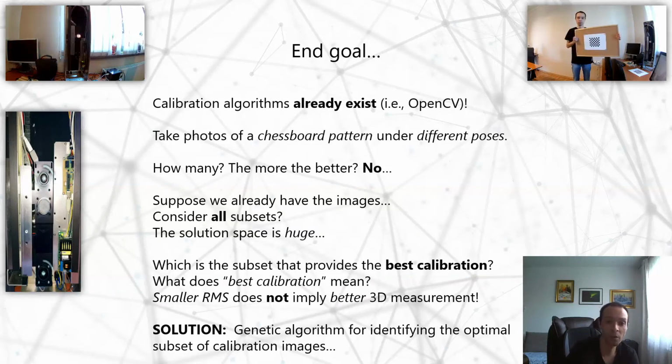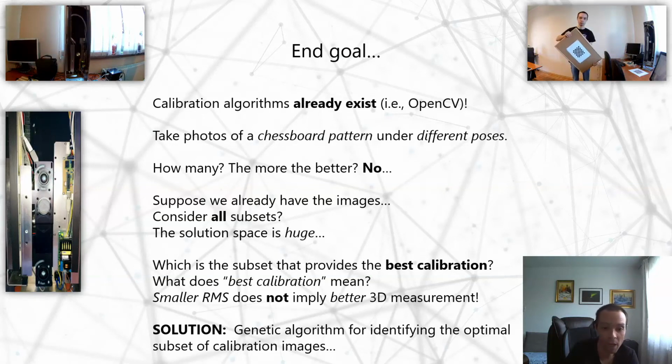So now supposedly we already have our acquisitions. We should not consider all possible subsets of stereo image pairs in order to perform the calibration, because the solution space in this manner is very hard to explore. It is basically huge. So which is the subset that provides the best calibration, and what does best calibration mean? Because the root mean square error or average reprojection error, as it is returned by the calibration routine, does not necessarily imply a better 3D measurement. And of course, after performing the measurement, you are not able to determine which of the pairs out of your total number of acquisitions are detrimental to the calibration process.